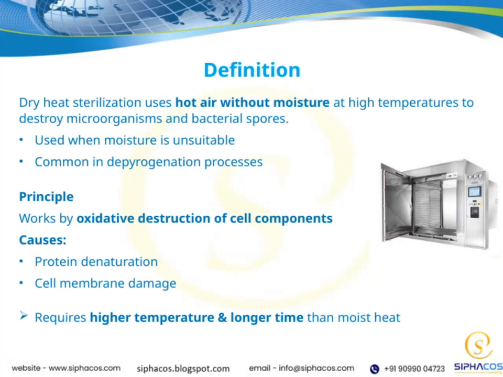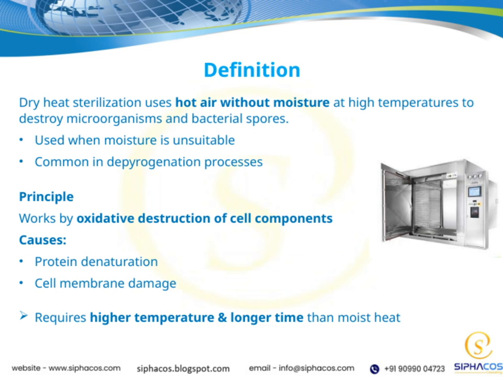Let's start by looking at what dry heat sterilization actually is. Essentially, it uses hot air at high temperatures without any moisture to effectively destroy microorganisms and bacterial spores. Now, you might wonder, when would we choose this method? Well, it's particularly useful when moisture could be problematic or might interfere with the material or process. For example, in depyrogenation processes, where removing endotoxins is critical, dry heat is often the preferred method.